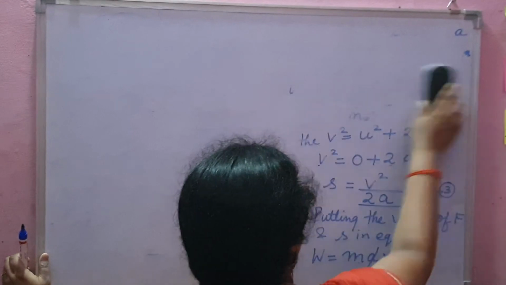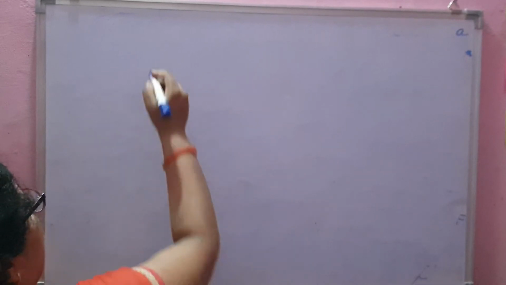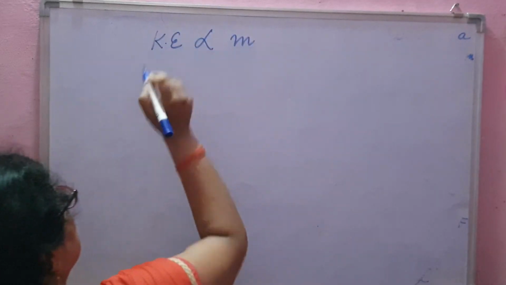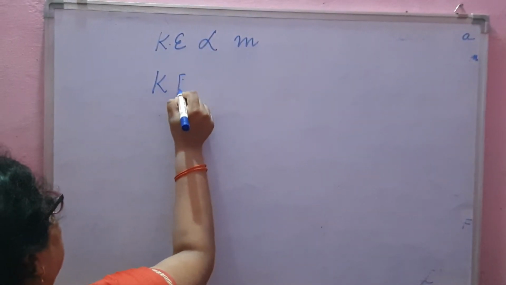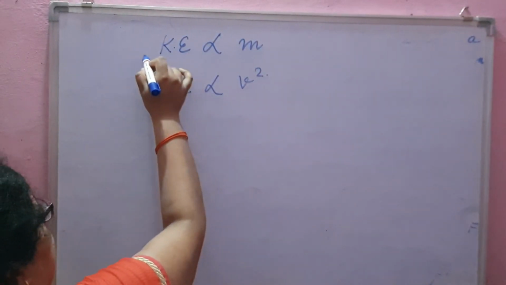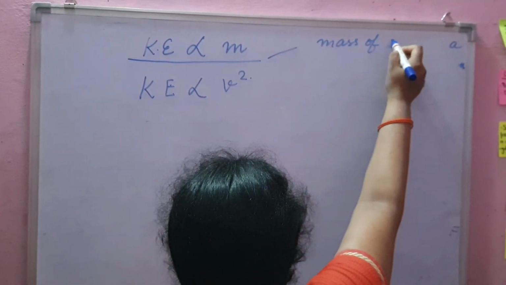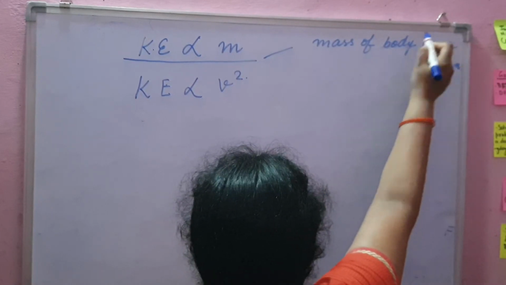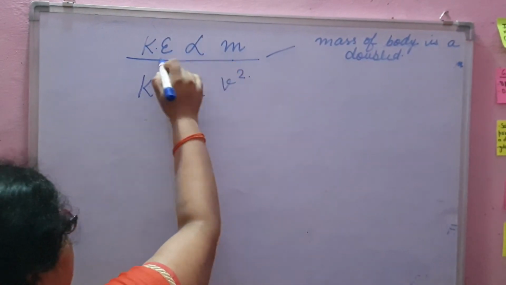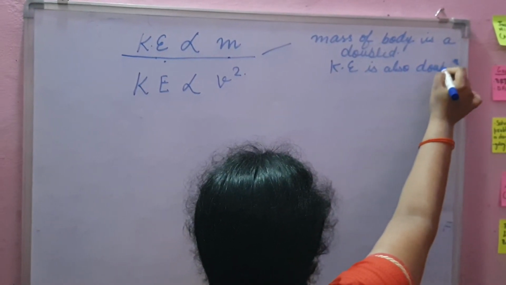Now from this expression we can say that kinetic energy of a body is directly proportional to its mass, and also directly proportional to v square. Since it is directly proportional to m, if the mass of a body is doubled, then the kinetic energy is also doubled.